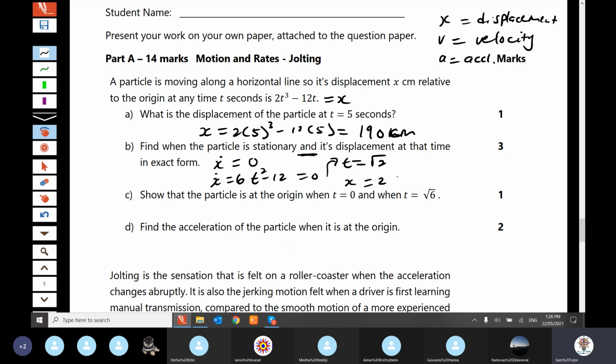x equals 2 root 2 cubed minus 12 root 2, which simplifies: 2 root 2 times 2 root 2 times 2 root 2 is 16 root 2... we got it out: negative 8 root 2. I'm going to pause. Any questions at this stage?